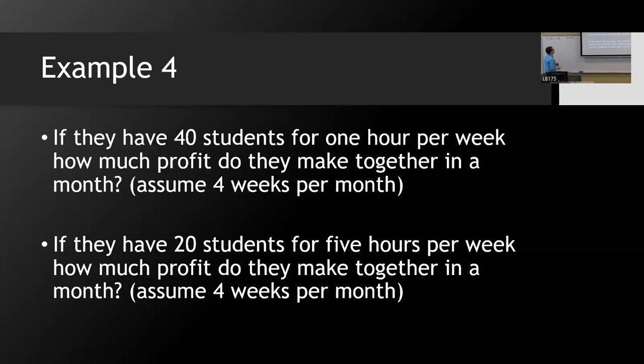Now, the first calculation question says, if they have 40 students, 1 hour per week, and by the way, that means 40 students, and each of the 40 students spend 1 hour per week. How much profit do they make in a month? And we're going to assume 4 weeks in a month. It's a little over 4 for most months, but.